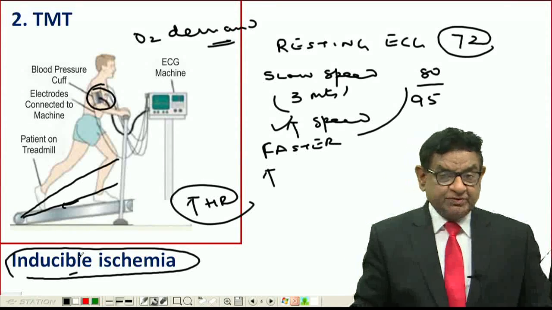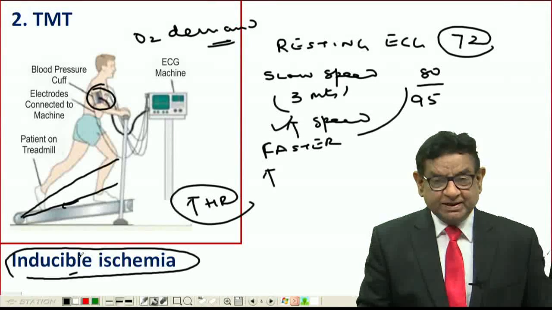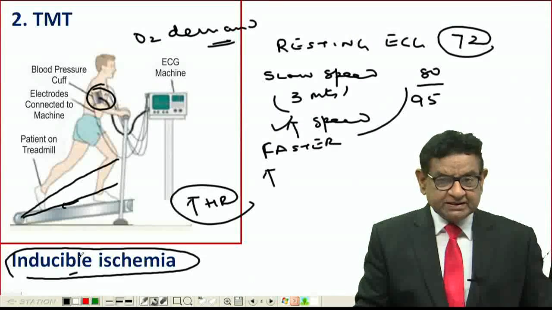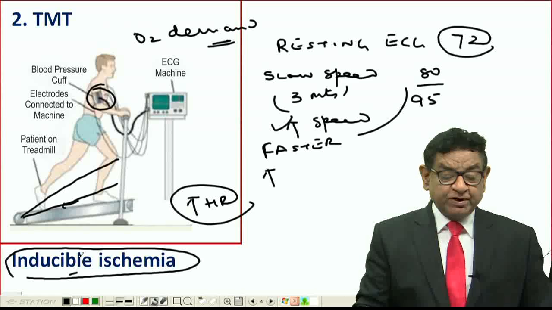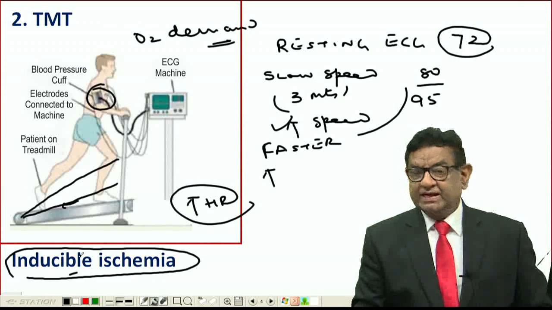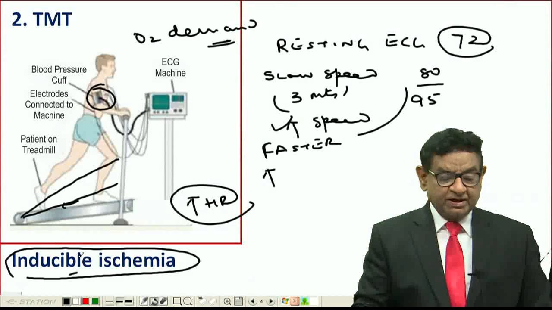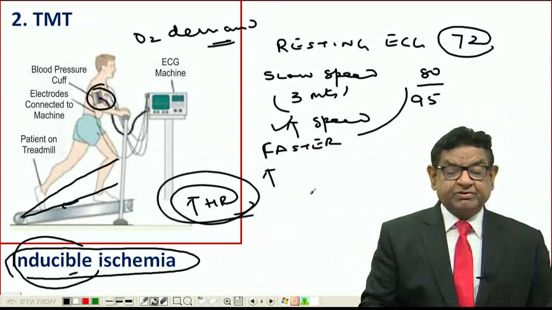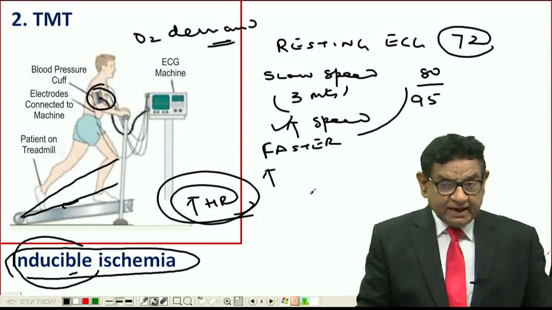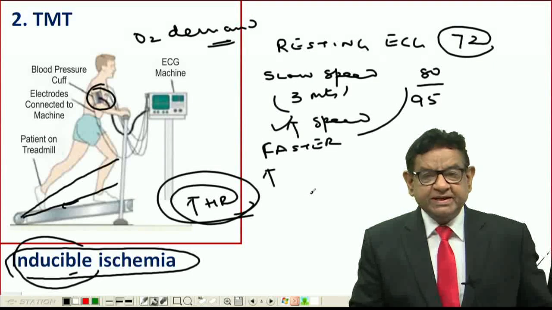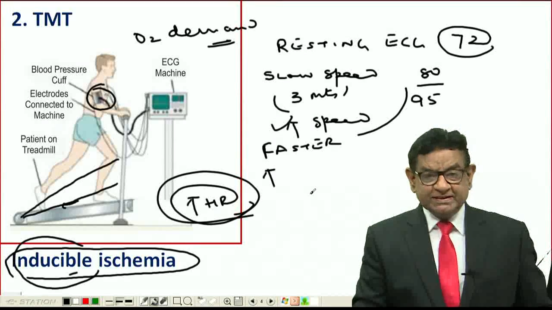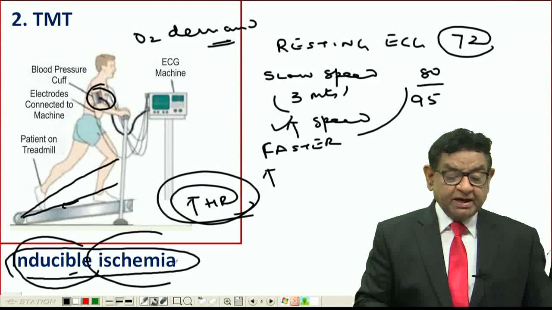Why do we use this? If you happen to see any report of TMT, the report will say the test is positive or negative for inducible ischemia. Let's learn the term inducible. Why inducible? Because we are artificially increasing the heart rate. In that way, we are creating an artificial increase in the oxygen demand. And if demand and supply are mismatched, it leads to ischemia.